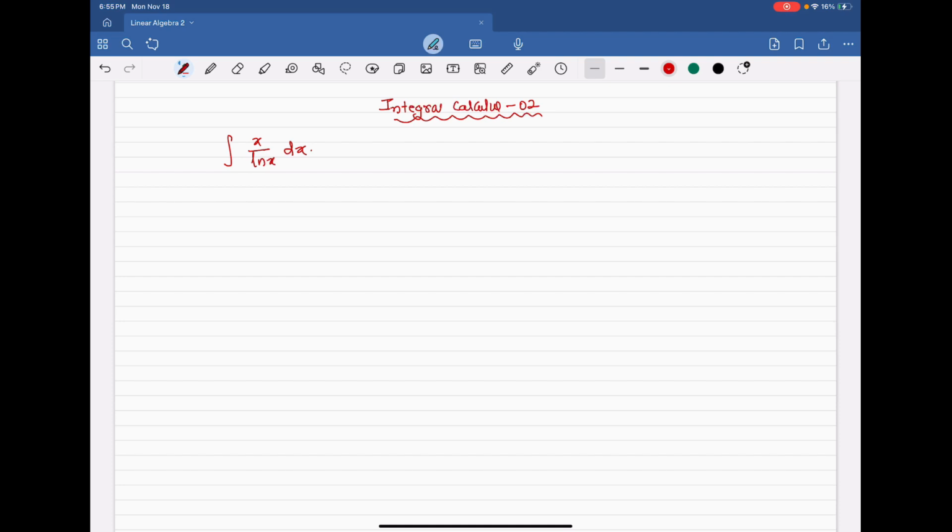Now, let us take a simple function for our further understanding: x ln x. The integral of x ln x from 0 to 1. What will be its value?